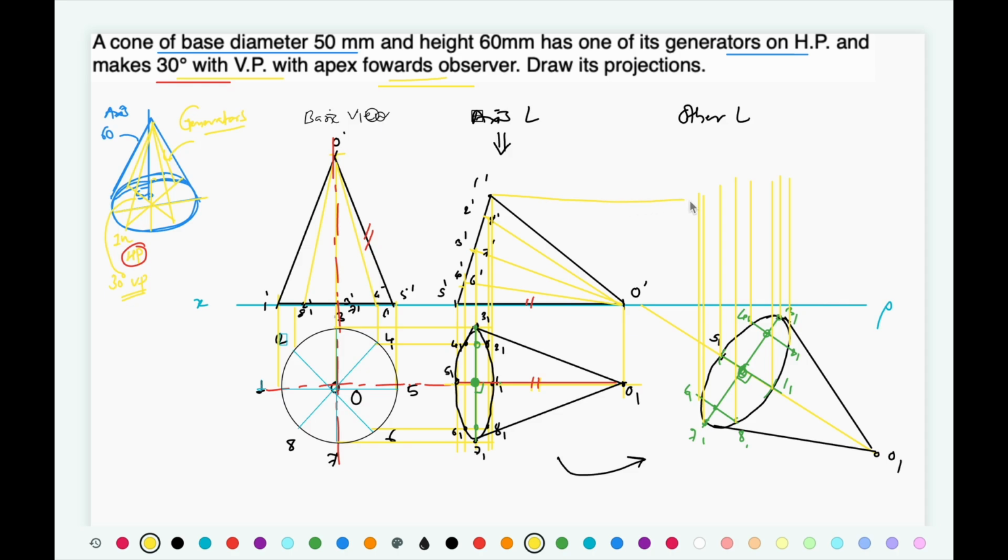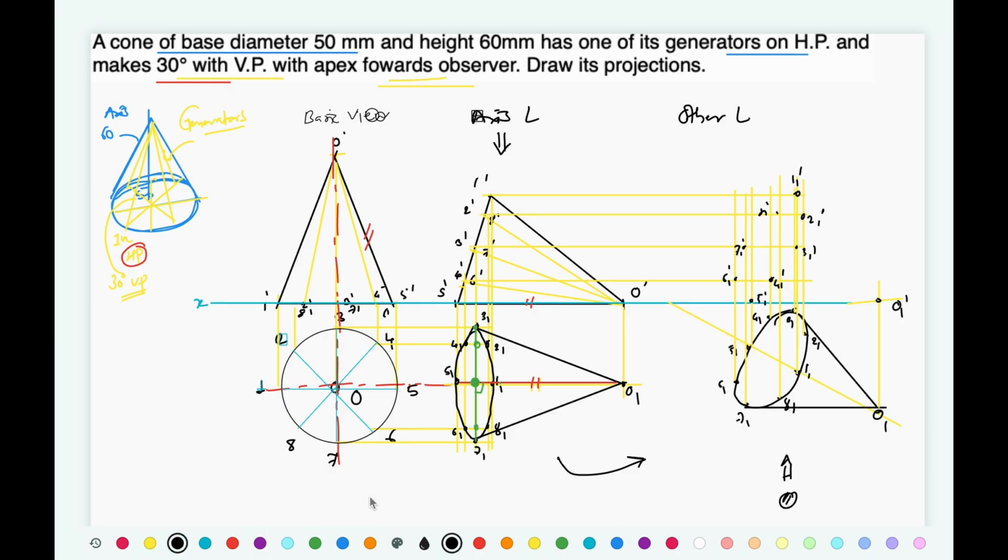Take projections from this front view. Finally connect all the points. Okay, so after projecting the points from the top view and front view, we have marked the intersection points.